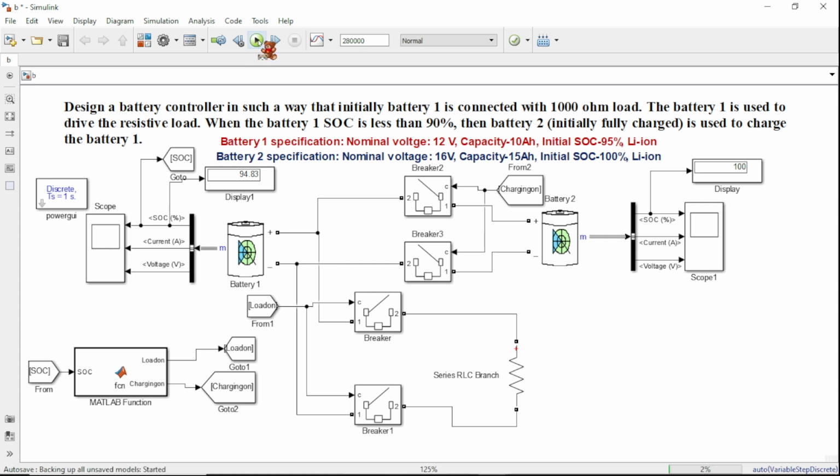Now just click on it to run this program. It takes very little time. You can also try it using the continuous function. Here I am using discrete 1 second, but you can also take the continuous function. Here you can see battery 2 is charging battery 1, so its SOC is decreasing and the other's SOC is increasing. Now I am going directly to this scope.